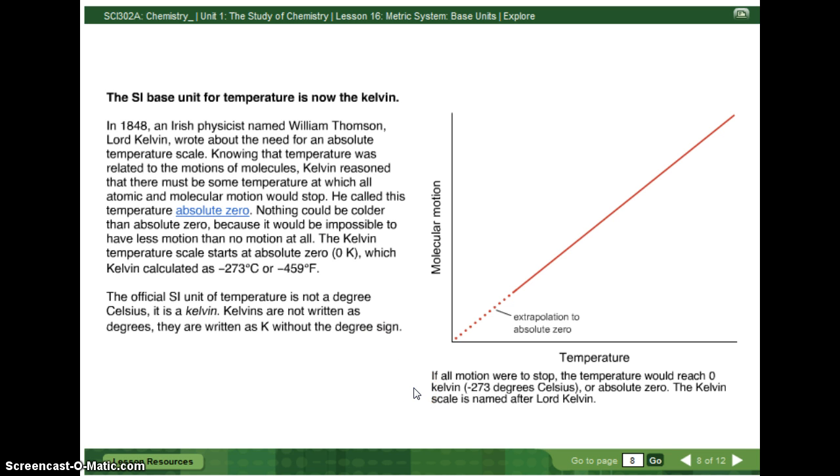If all motion were to stop, the temperature would reach 0 Kelvin, which is negative 273 degrees Celsius, or absolute zero. The Kelvin scale is named after Lord Kelvin. So they're looking at molecular motion, and then they extrapolated down to zero because, like I said in the first recording, they have not had that happen, and as some physicists believe, that's a good thing.